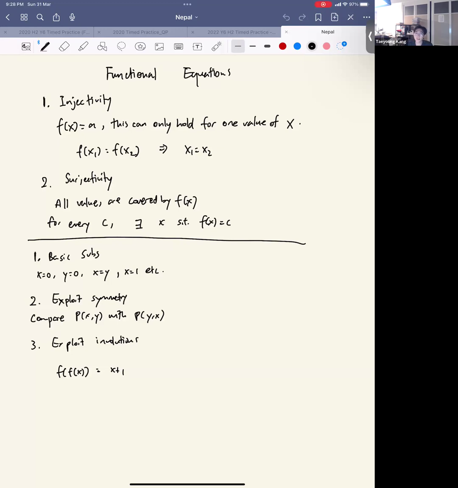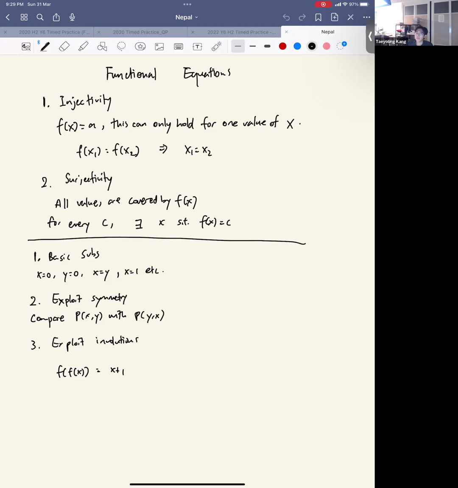Surjectivity, on the other hand, implies that the whole range can be attained by the function. So for every c, there exists an x such that f(x) equals c. So these are the two key concepts in functional equations.